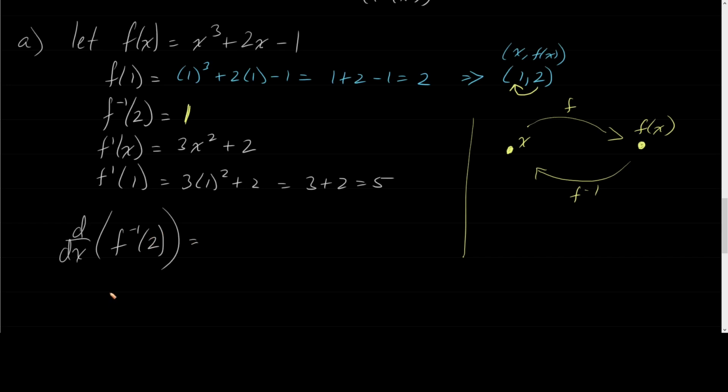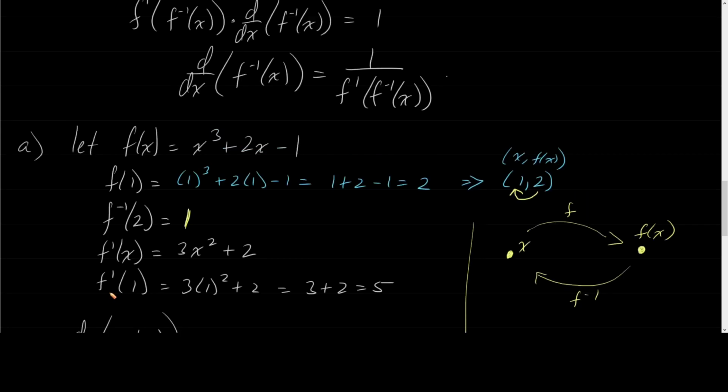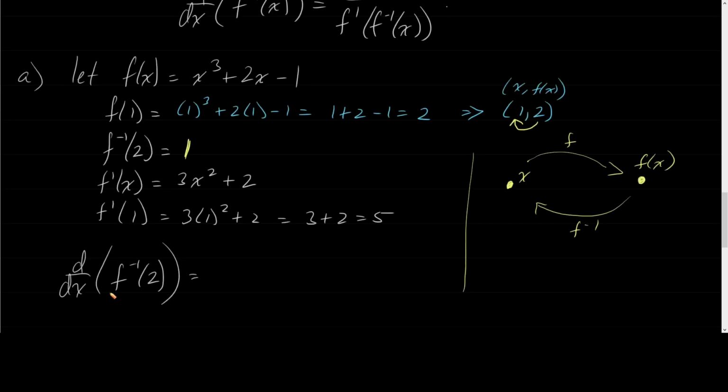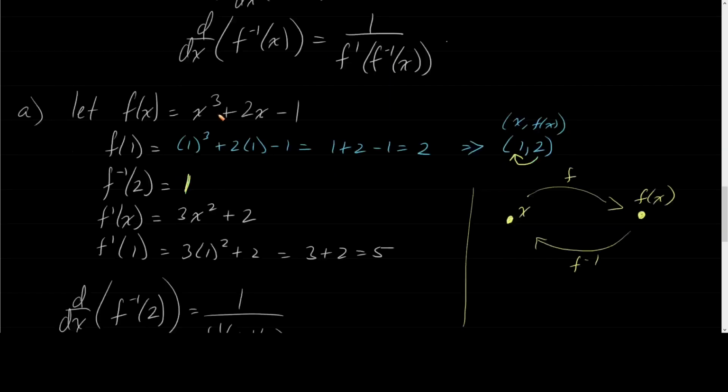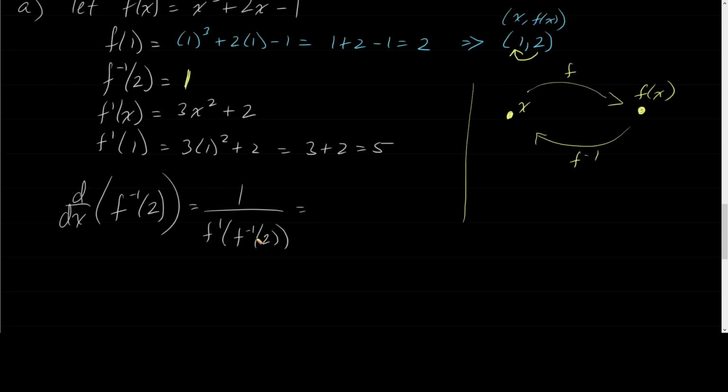Well, we know by our definition up here that it's just 1 over f prime of f inverse of x. So it's 1 over f prime of f inverse of 2, right? All I did there was apply this formula up here. So what does that give me now? Well, we already know what f inverse of 2 was. F inverse of 2 is 1. So here I got 1 over f prime of 1.